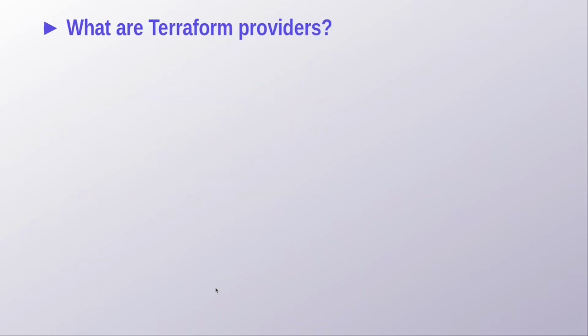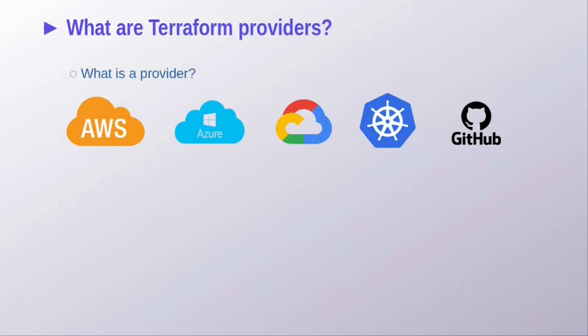Terraform provider. What is a provider? A provider is the bridge between Terraform and an external system. Examples: AWS, Azure, Google Cloud Platform, Kubernetes, GitHub. Terraform itself creates nothing. Terraform only sends API requests. Provider is the Terraform driver. Without a provider, Terraform cannot talk to the world.